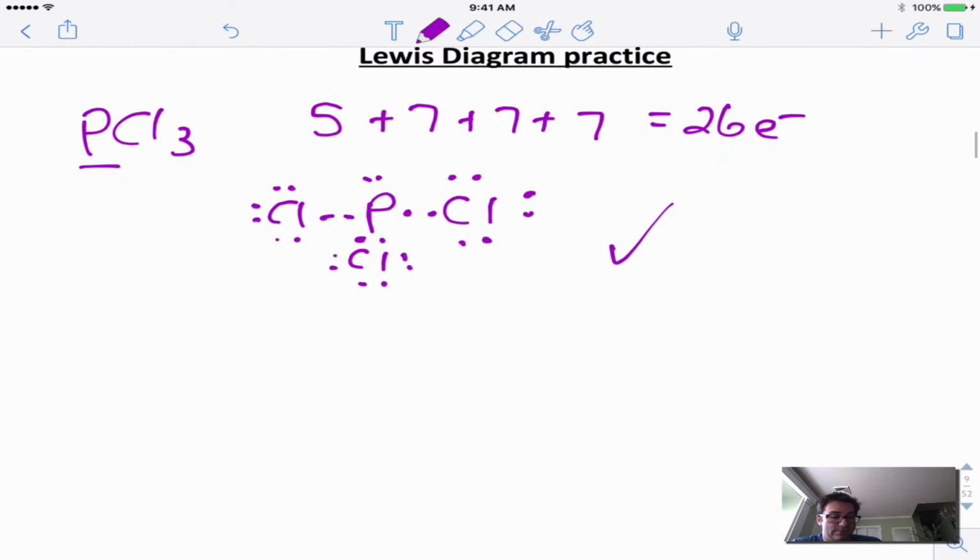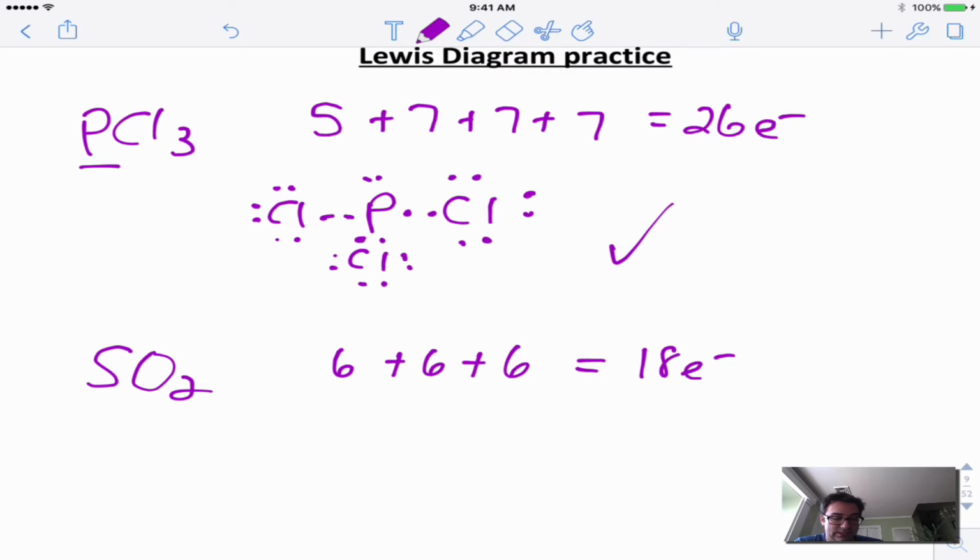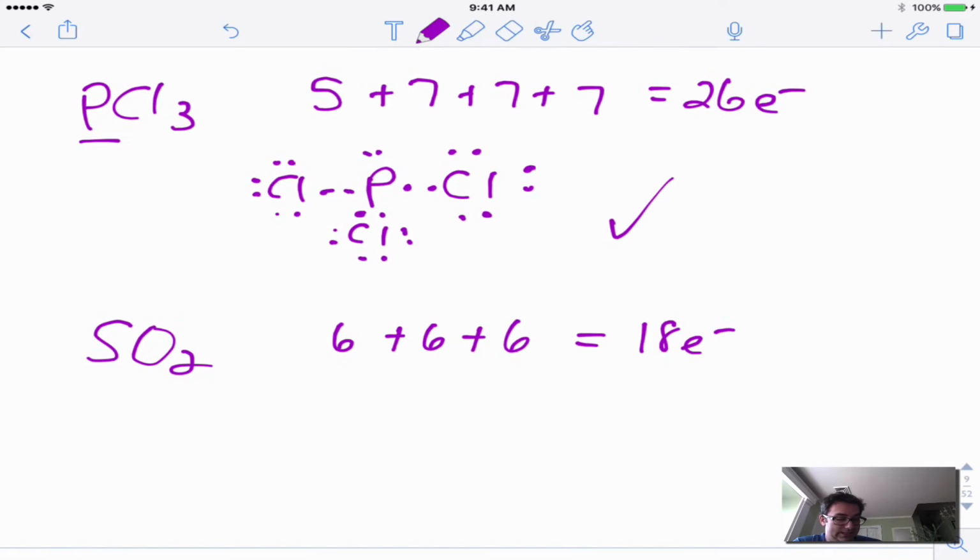Let's try something where it may not work out so well. Something like SO2. So now I count up the electrons again. S has 6, O has 6, times 2, so that gives us 18 electrons. Now I go ahead and I draw my structure. S in the middle, single bonded to O's.